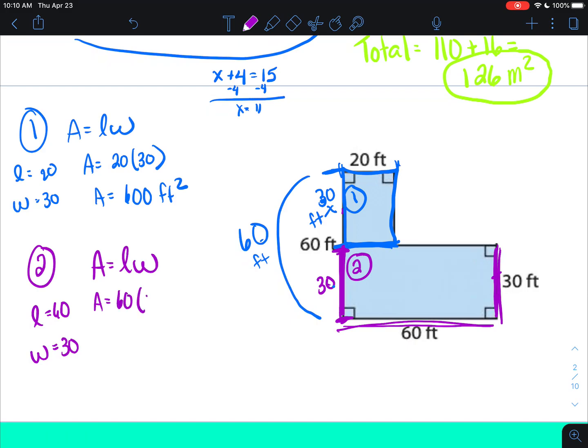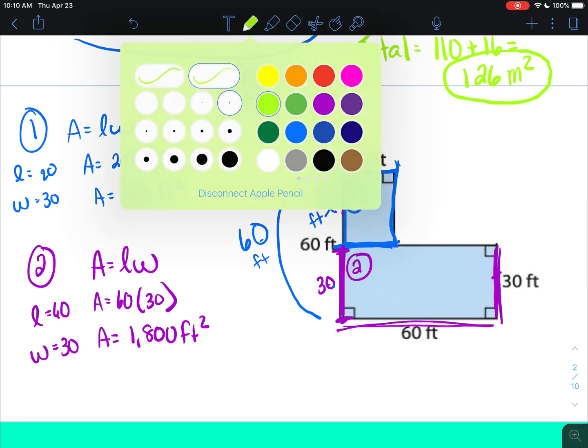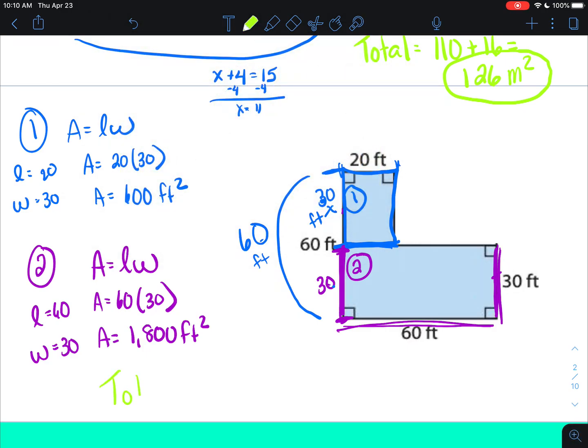So plug them in. 60 times 30. So 60 times 30 is 1,800 square feet. So you're not done. You have to find your total. Total is 600 plus 1,800. So therefore your total area is 2,400 square feet.